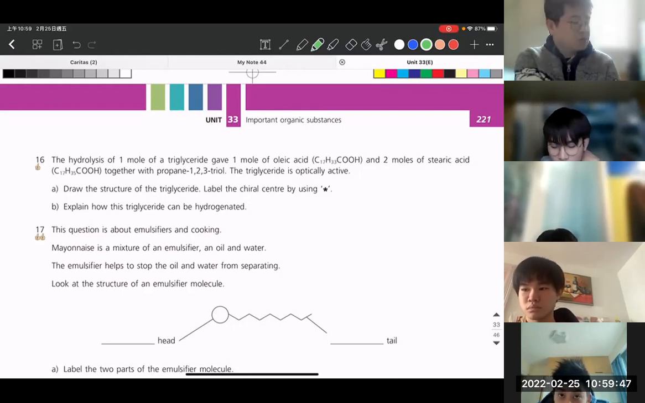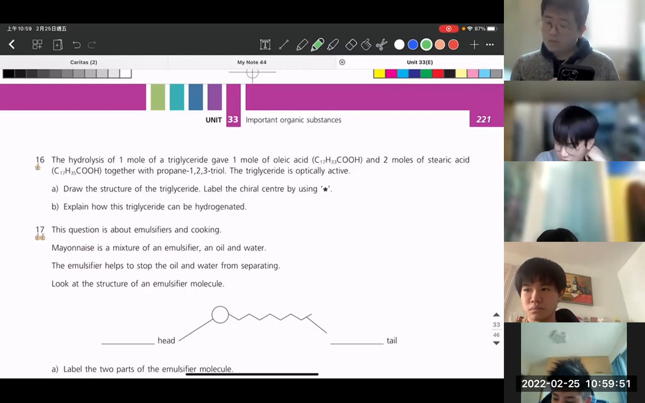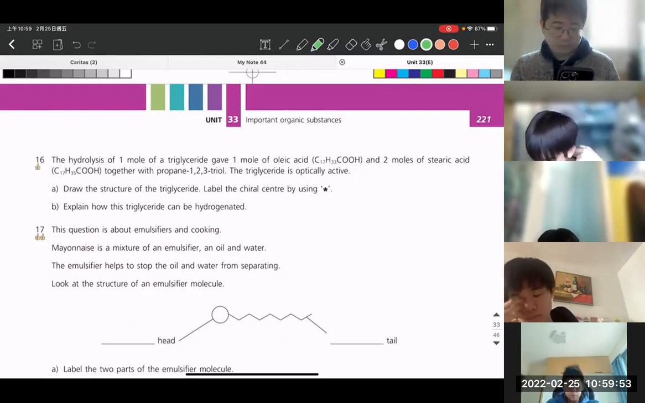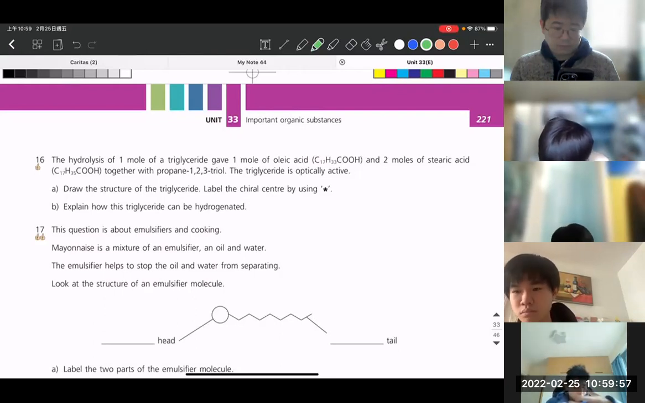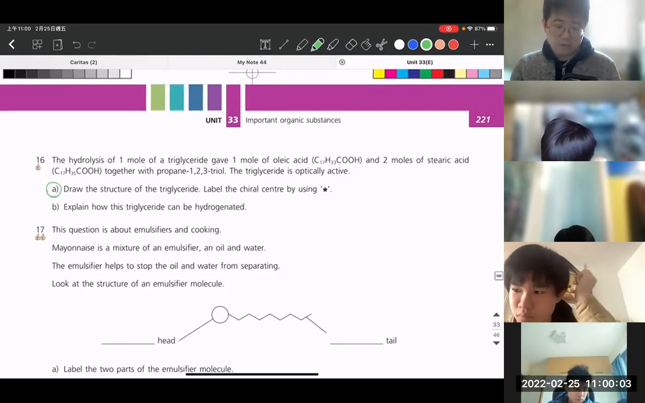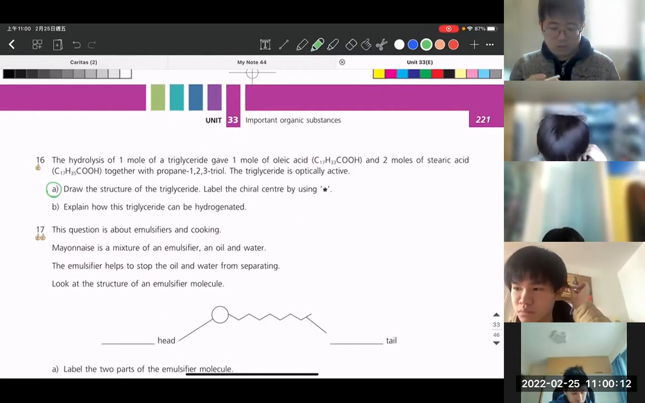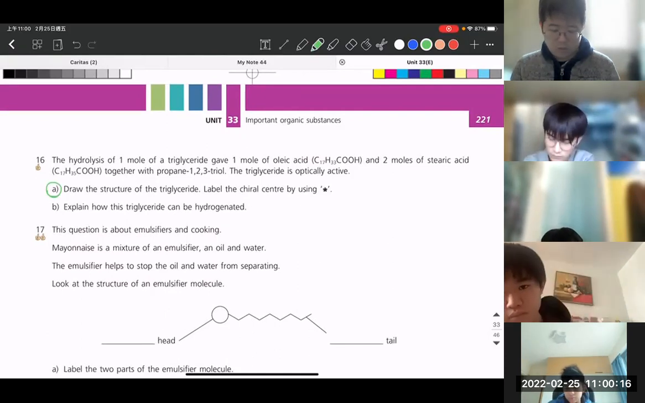Okay, your turn. Draw it and send a photo to me now. Can you draw me the structure for A and send it to me? Send it through the Cam1 class. Okay, what's that?